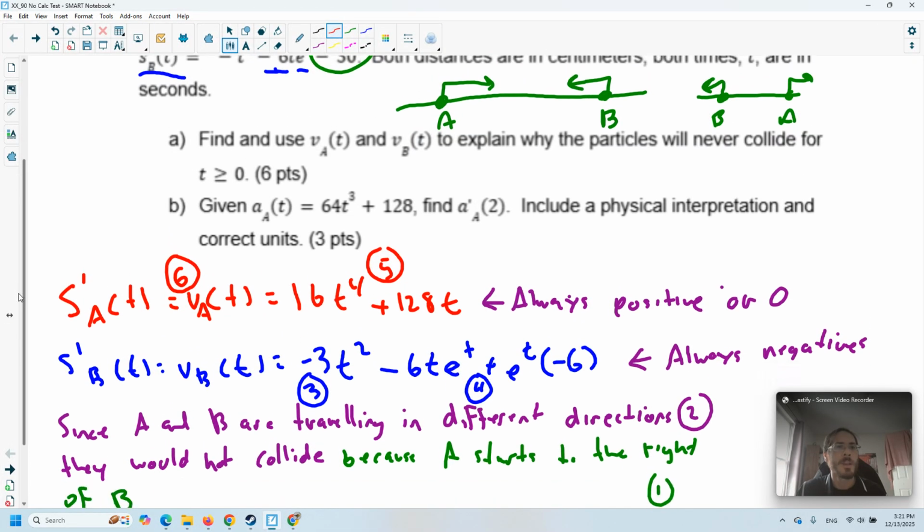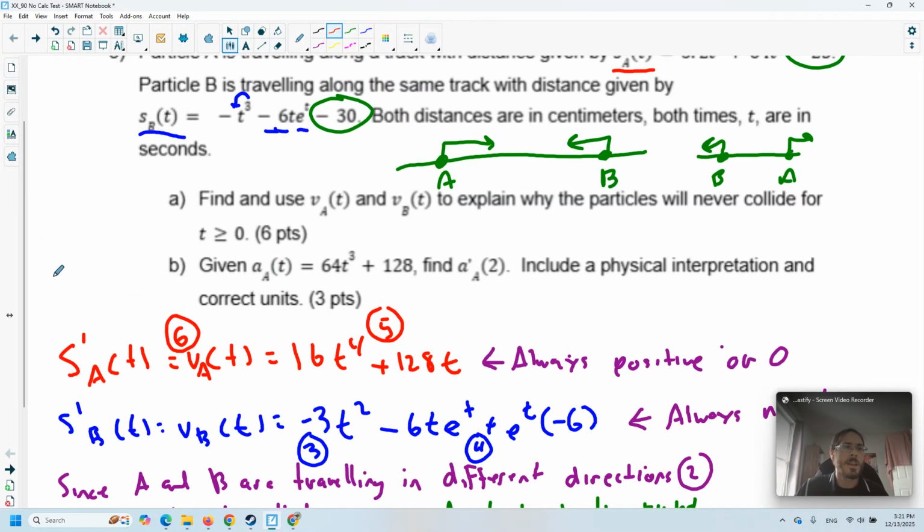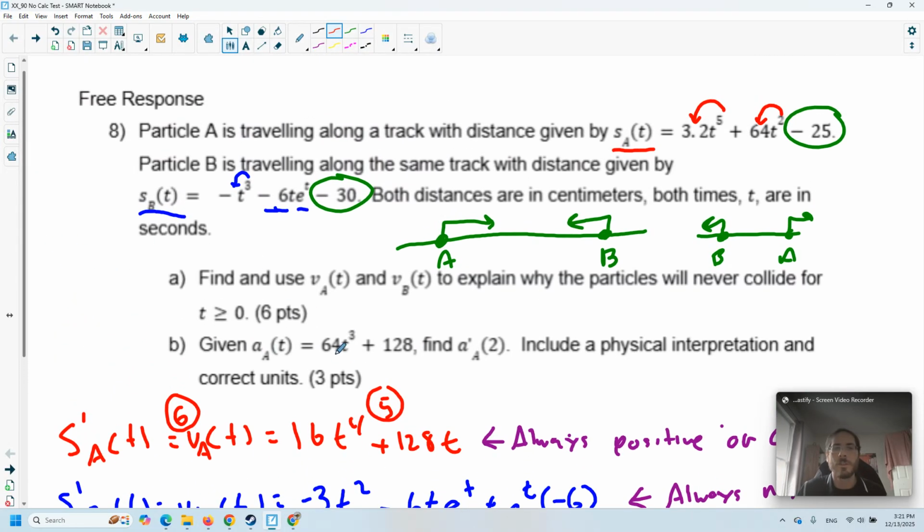But that's part A. Part B says given a of t, the acceleration is 64 t to the third, and you could have figured that out. You could have actually done a second derivative. Plus 128, find a prime of 2.